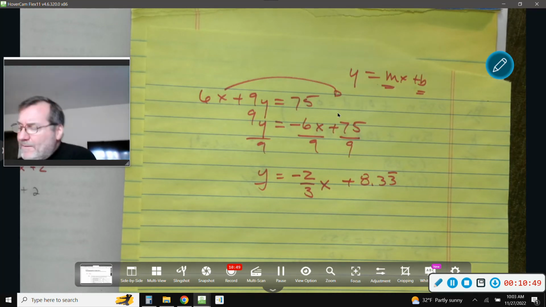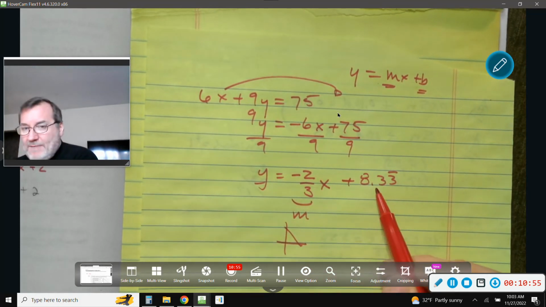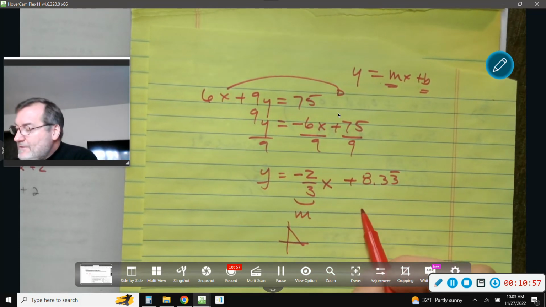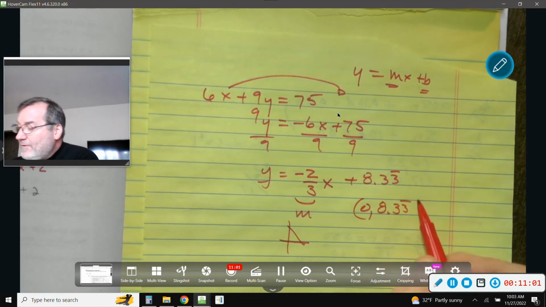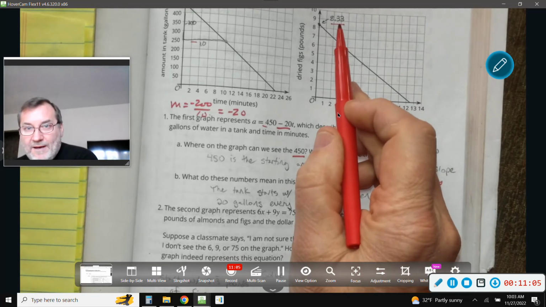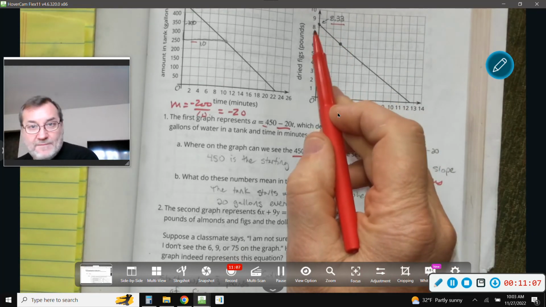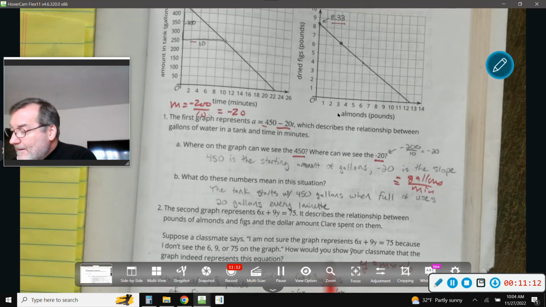So what is this telling me? It tells me that my slope is negative, so it goes down from left to right. And that 8.33 tells me when x is 0, it hits the point 8.33. So when we look at our graph here, that's why we have an 8.33 right there, because it's the point (0, 8.33).